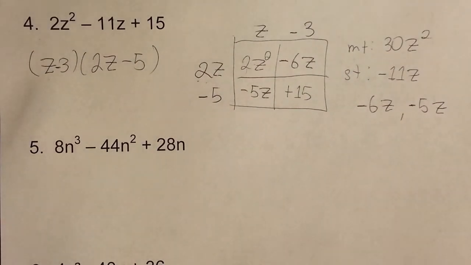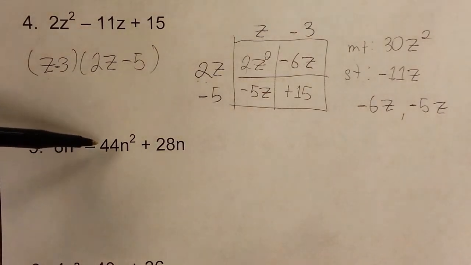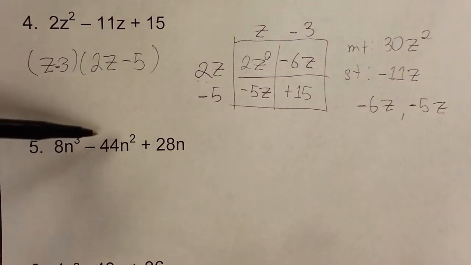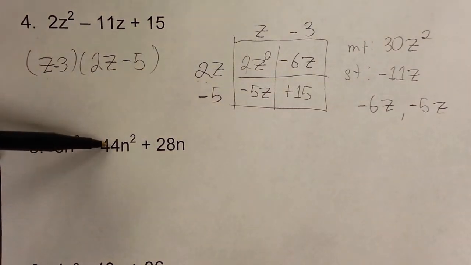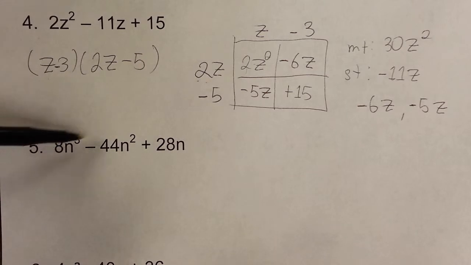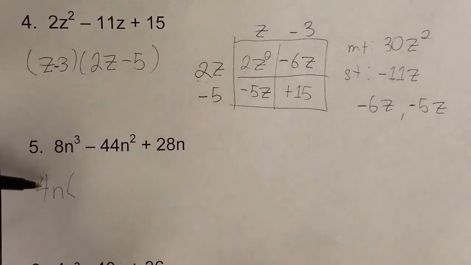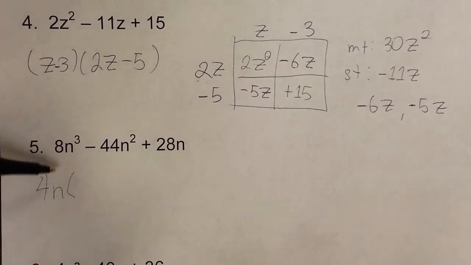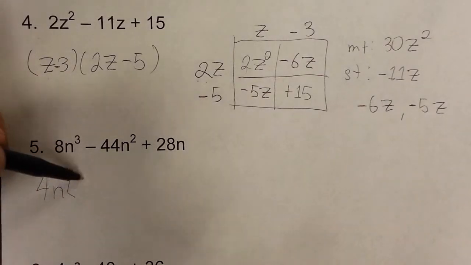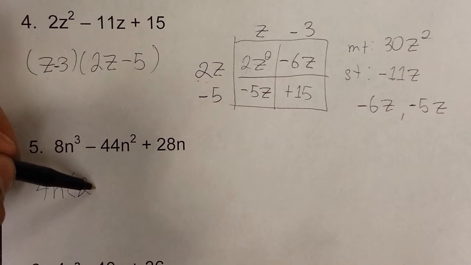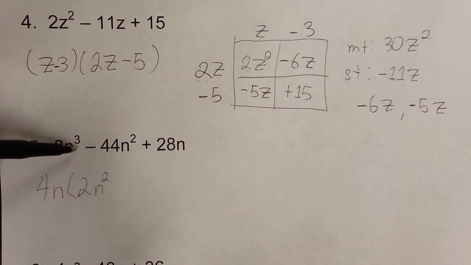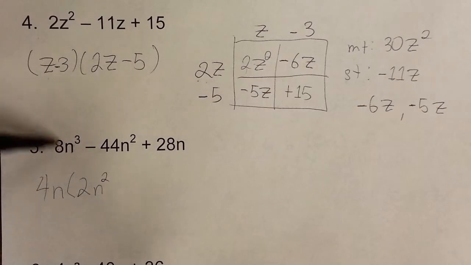Going on to number 5, let's see if we can factor out. All of these terms are divisible by 4. 4 goes into 8, and into 44, and into 28. And they all have at least one n, so there's a 4n I can factor out. So what times 4n would give us 8n cubed? Well, 2 times 4 gives us 8, and n times n squared. So all we did was take away one n from here, and then we divided by 4.